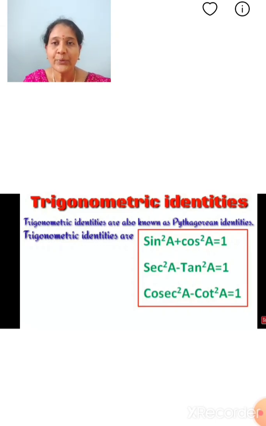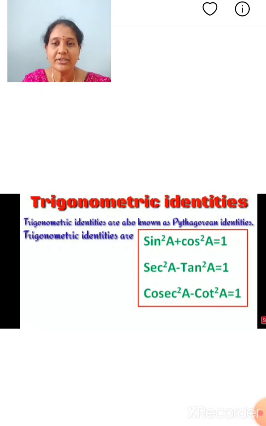Next, how to remember or use this trigonometric identity. The second one, sec square A minus tan square A is equal to 1. Here you use the word theta as a memory trick. The first two letters are SE, the second two are TA, theta. That means the second identity is sec square A minus tan square A is equal to 1.